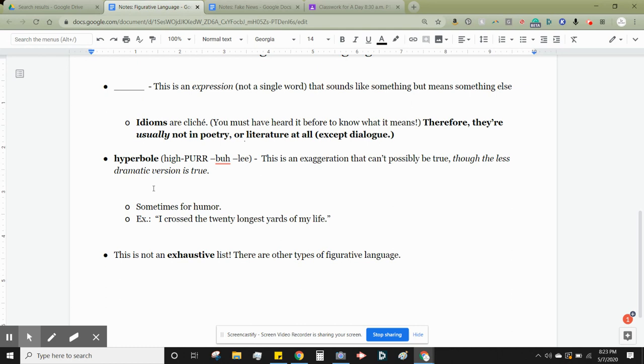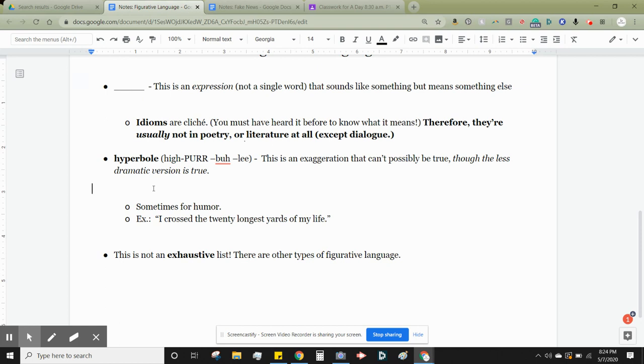So hyperbole is when a writer is exaggerating something that is basically true, but the exaggerated version they're giving isn't true. So if somebody said, I'm so hungry, I'm literally going to starve to death, that's exaggeration, but the less dramatic version of that is true. Like the person is really hungry. So in order for something to be hyperbole, the less dramatic version has to be true. If it's not, then it's not hyperbole.